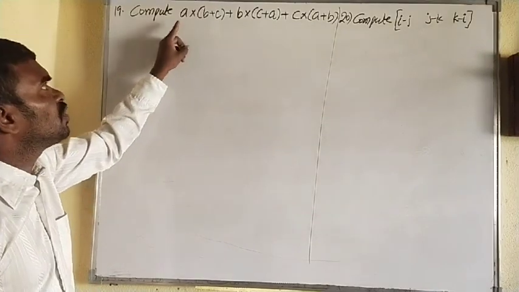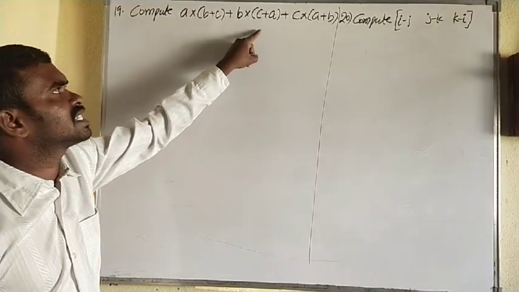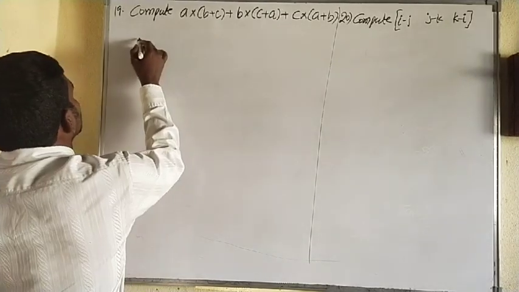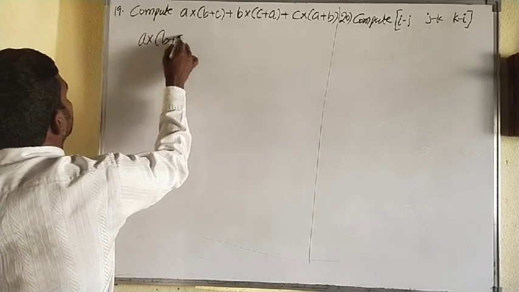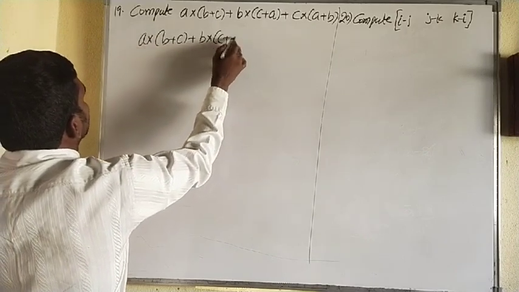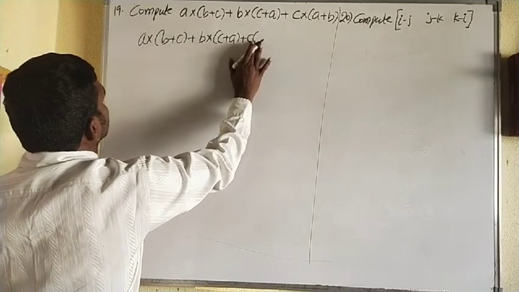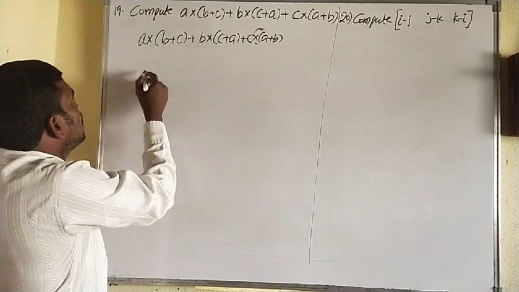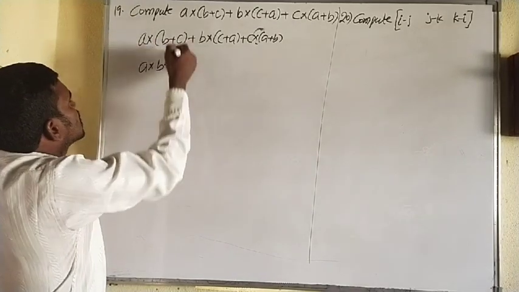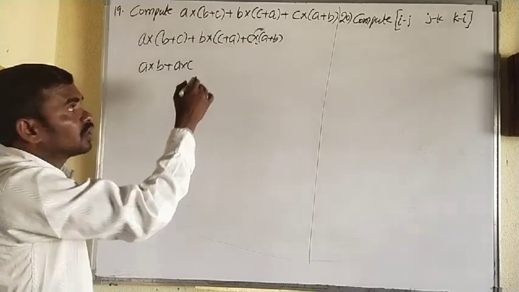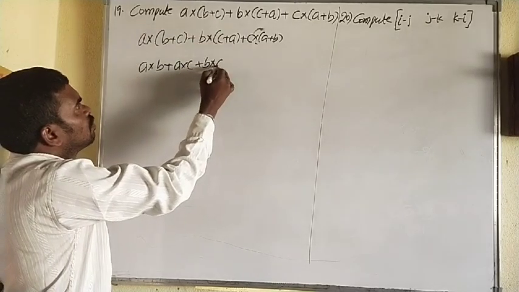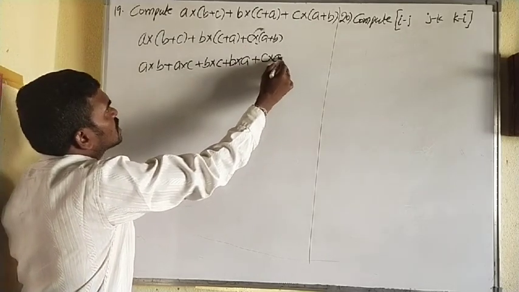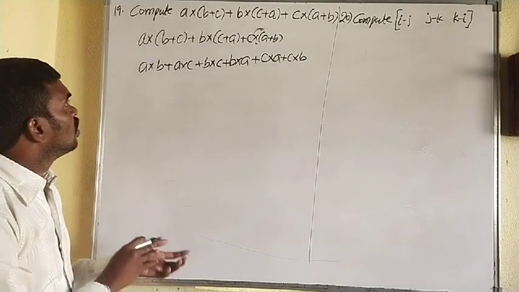19th one. Compute A cross (B plus C) plus B cross (C plus A) plus C cross (A plus B). Okay. These are very small questions. Just to simplify, A cross B plus A cross C. That's it. Very simple. Next, B cross C plus B cross A. Next, C cross A plus C cross B.